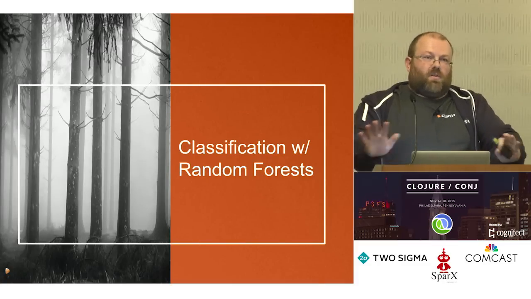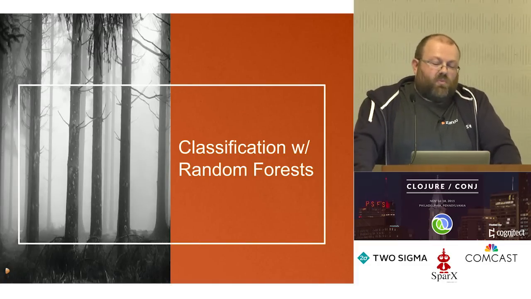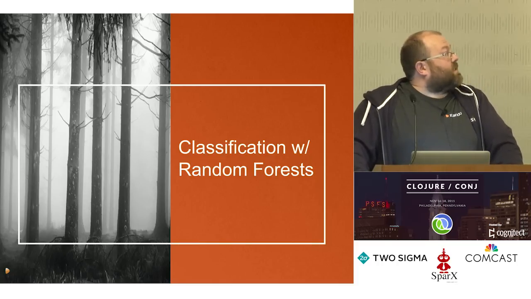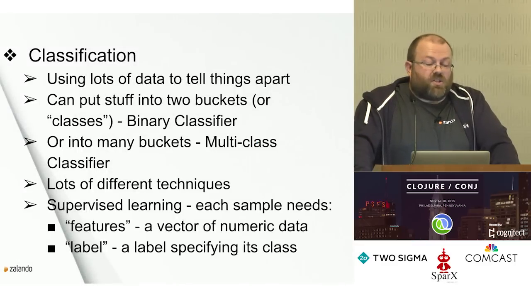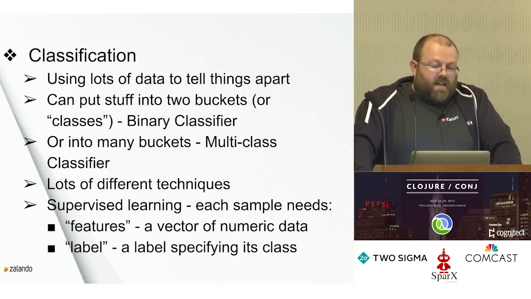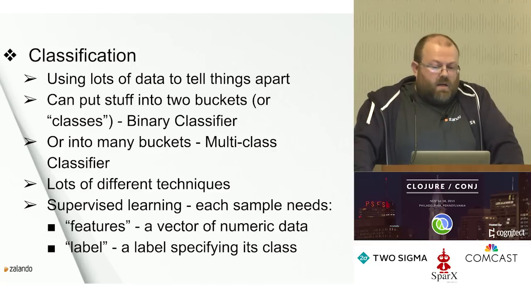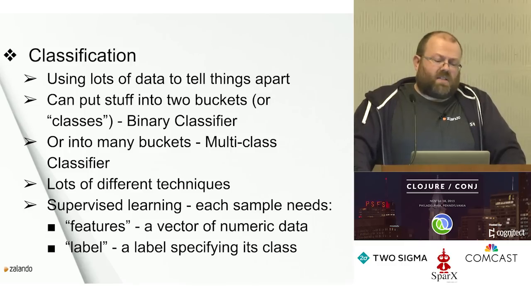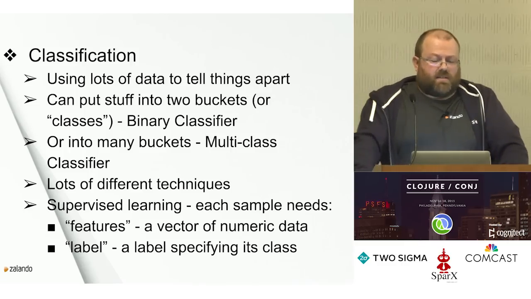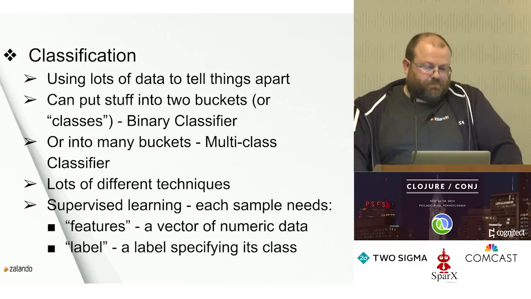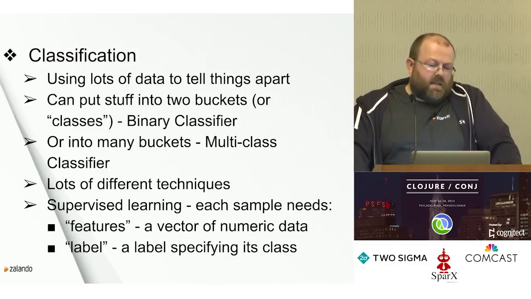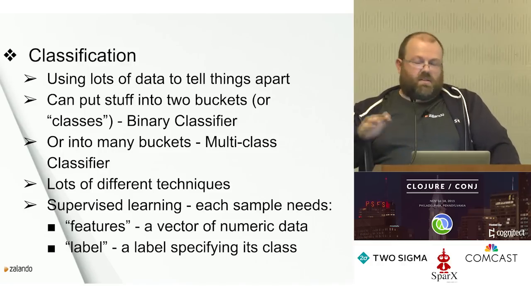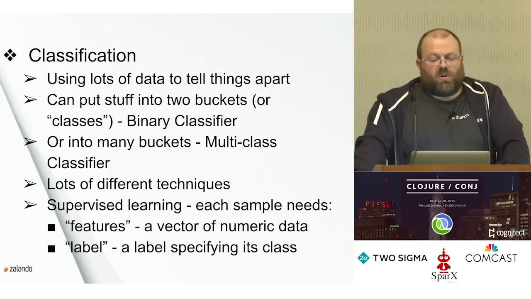So after all those warts in MLlib, like I said, it is still very useful. So we used it for classification with random forests. Classification, briefly, is using lots of data to tell things apart. We can put stuff into 2 buckets, or classes, as they're generally referred to, which is called a binary classifier. Or you can put it into many buckets, in which case it's called a multi-class classifier. There's lots of different techniques: random forests, logistic regression, linear regression, support vector machines. There's a wealth of stuff. A lot of it's supported by MLlib.